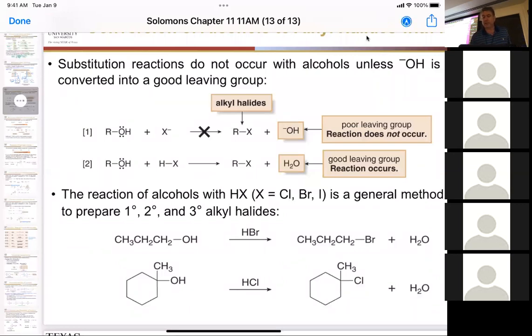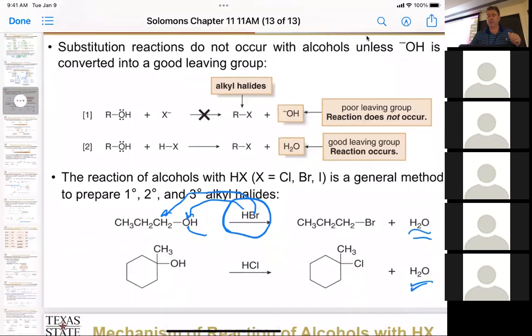So the idea would be something like, let's just take HBr here, and we're going to probably protonate here and get that to leave, and then have our bromine attack, giving us our final product. Okay, and again, it gives us water. Nice weak nucleophile. Okay, questions on that?